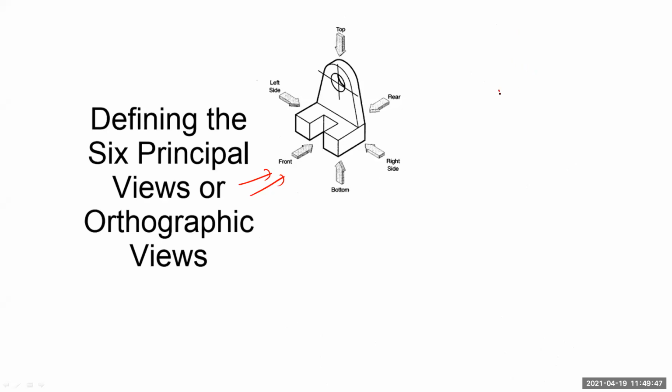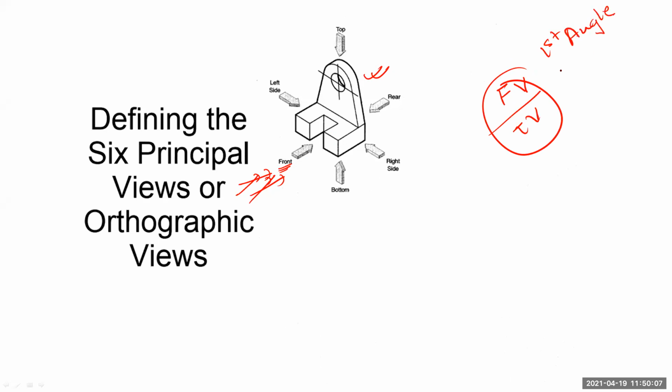What I want to see is the front view of this object when the observer is looking from this side. You can see your front view is written. So I want to see the front view and top view, and you have to represent it in the first angle projection method.